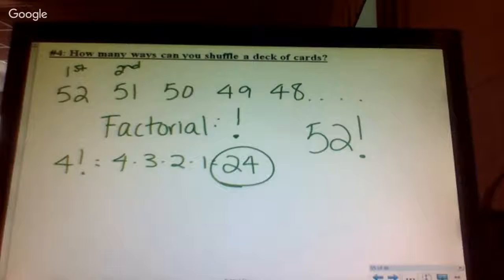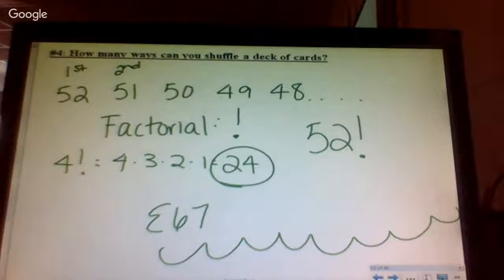That means hit 52, go to math, scroll over to probability, and I believe it's choice 4. That's an E67. So E to the 67th means you need to take your decimal and move it 67 places to the right. No, we don't got no time for that. You will leave it like this: 52 factorial, with the exclamation mark.